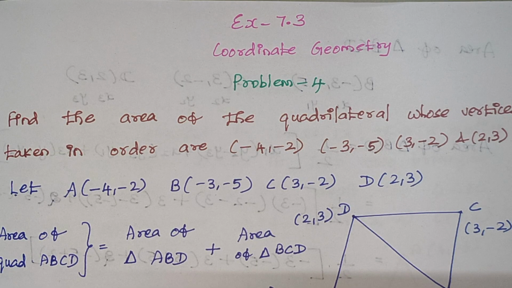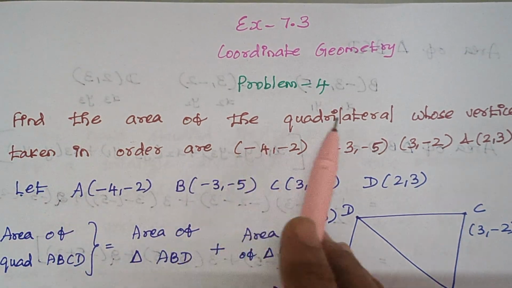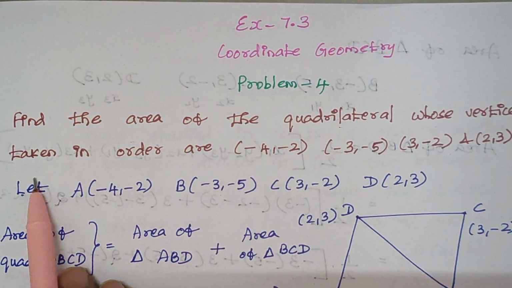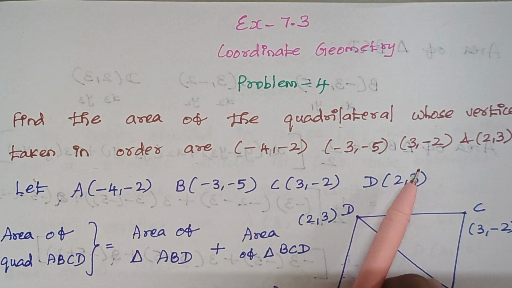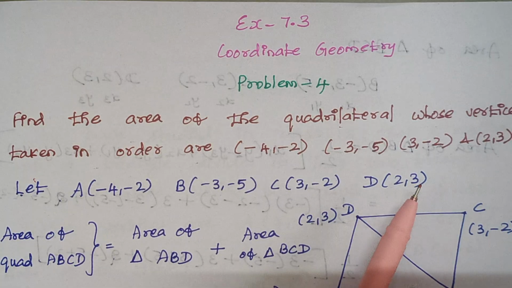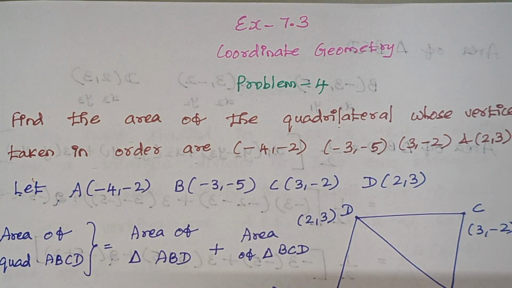Today we are going to solve problems 4 and 5 in exercise 7.3 in the chapter Coordinate Geometry. So problem 4: find the area of the quadrilateral whose vertices taken in the order are given. So here the vertices of a quadrilateral are given, right? We have to find the area of the quadrilateral.